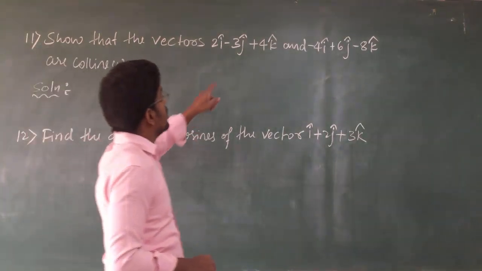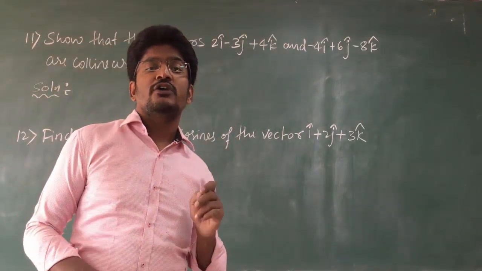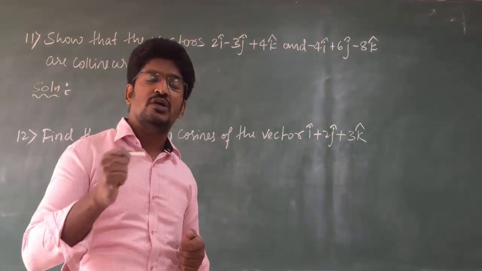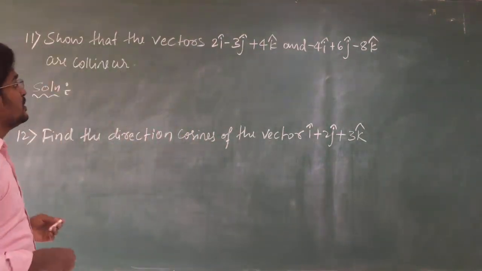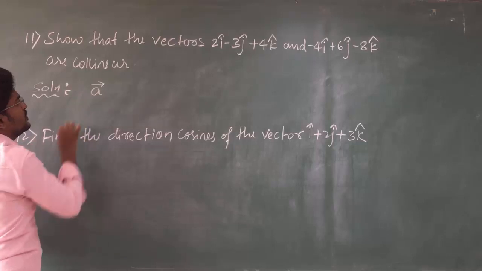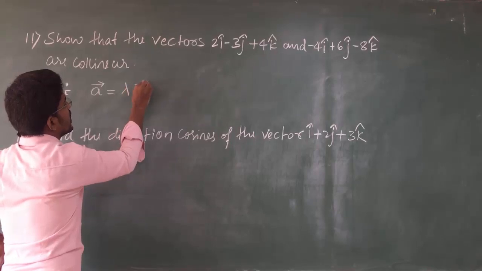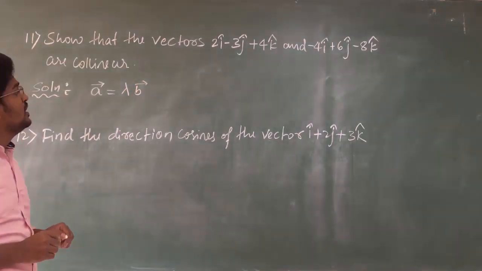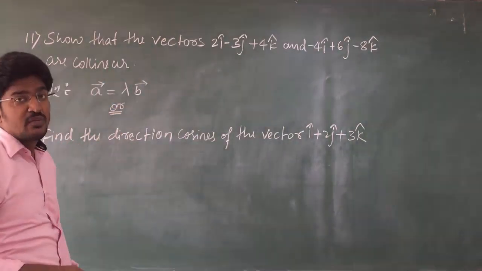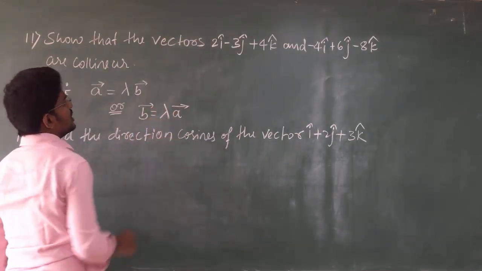That means you have to show that these two vectors are collinear. As you all know, if two vectors are collinear, one of the vectors can be written as a scalar multiple of the other vector. What is the meaning of that? If A and B are collinear vectors, one of the vectors, that is vector A, can be written as a scalar multiple of the other vector, that is vector A equal to lambda times vector B, or this can also be written as vector B equal to lambda times vector A.